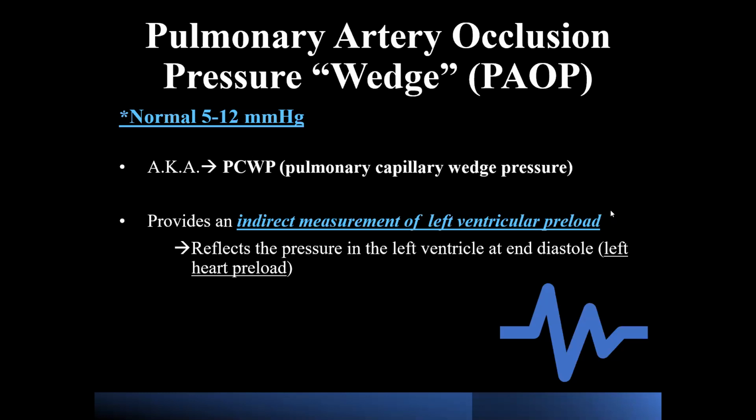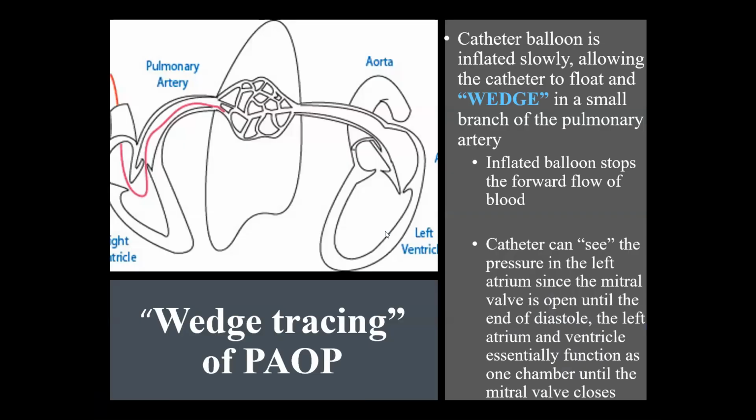So if I want to know volume status on the left side of the heart, I'm going to get a wedge. Now, we're not wedging as often as we used to because of those complications of infarcting and really causing a problem in one of those little pulmonary artery branches. So I don't see them wedging as frequently, but understand the concept that the wedge is the left side preload. So break that heart up: left side preload.